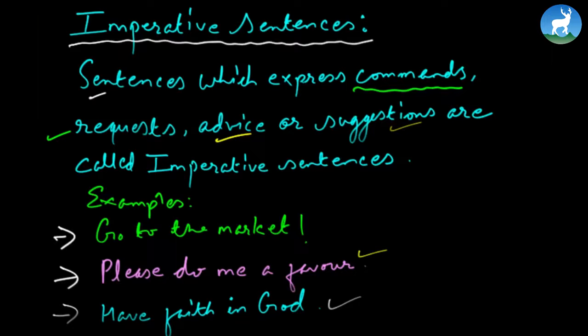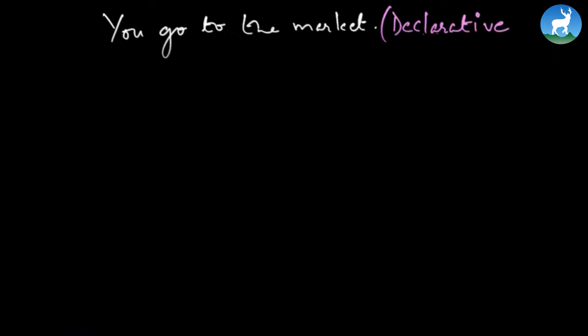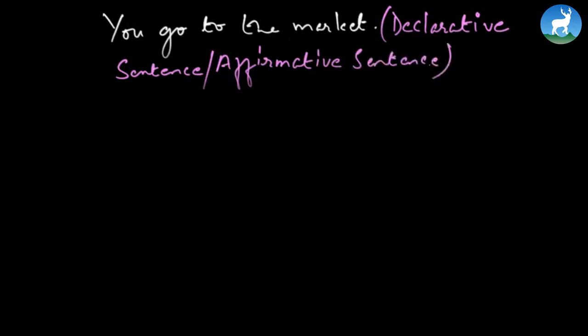Now the next thing that we have to understand is the affirmative sentence. Let's say, you go to the market. In this particular sentence, this is what we call a declarative sentence, or it is also called an affirmative sentence. It is called declarative or affirmative because it is making a statement here. You go to the market.